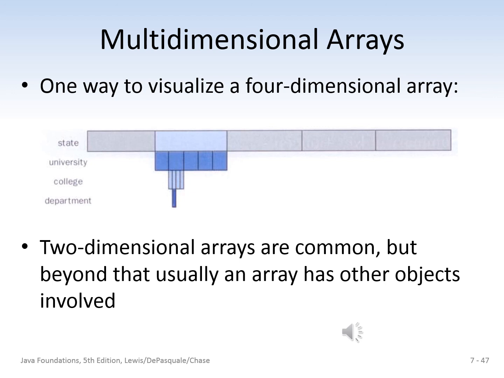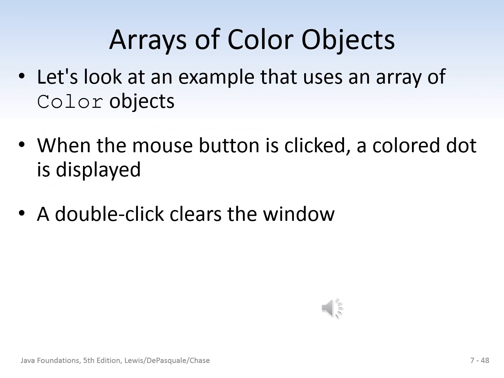But beyond that, usually an array has other objects involved. Next, we're going to take a look at an example that uses an array of color objects. And when the mouse button is clicked, a color dot is displayed. And a double click clears the window. Let's take a look at the application now.